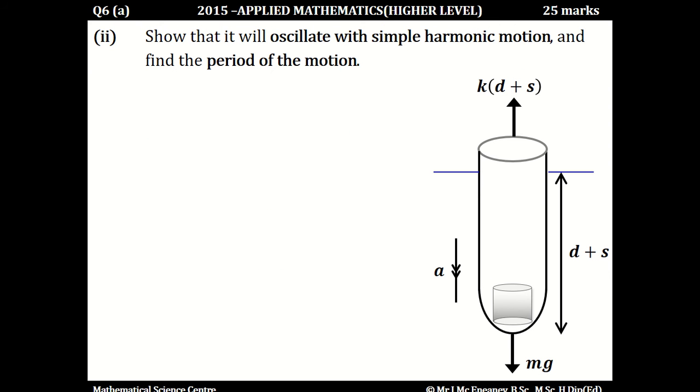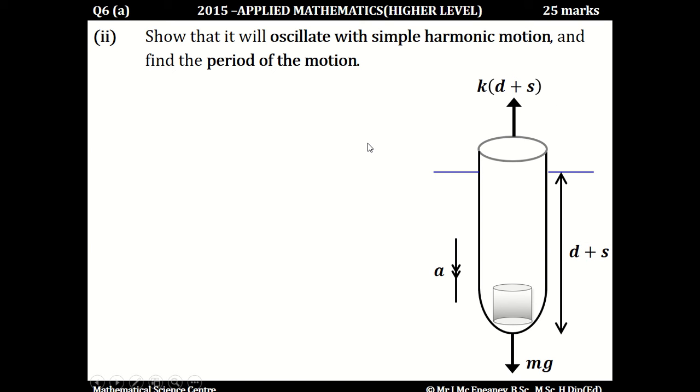In part 2 then, show that it will oscillate with simple harmonic motion and find the period of the motion. Now, if we push the test tube down some further distance s, and you can see from this diagram, the submerged part of the test tube then is d plus s. Now, it's no longer in an equilibrium position, so the force was applied in a downward direction, so the acceleration will be downward. The upward force then is going to be K times the submerged part of the test tube, which is d plus s.